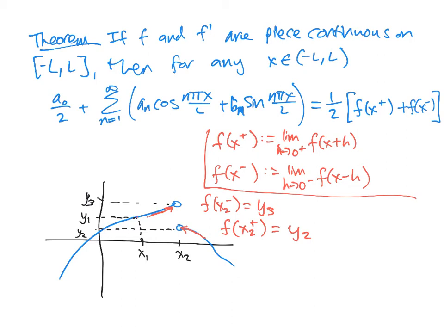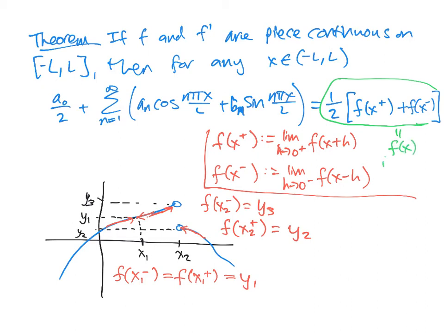On the other hand, if you are continuous at this certain point, then f of x1 from the left is going to be the same thing as f of x1 from the right. From the left, you're going to the same place as you are from the right, and that's going to be y1. So that means that this value over here equals f of x if f is continuous at x.